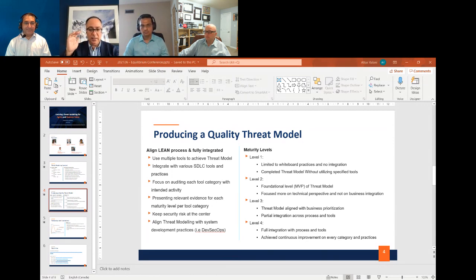If you're going to go to level 3, as an example, it will align with business prioritization. We cannot jump right away to level 3 without having a basic diagram or basic whiteboarding sessions. You cannot jump right away and complete everything, because you don't know your technical architecture yet. How are we going to do threat modeling if we don't know our technical architecture yet? Because it's evolving.